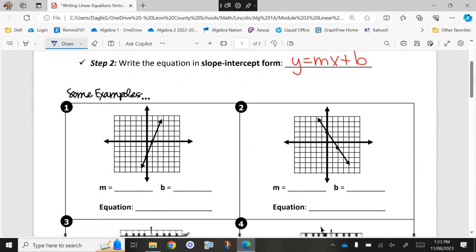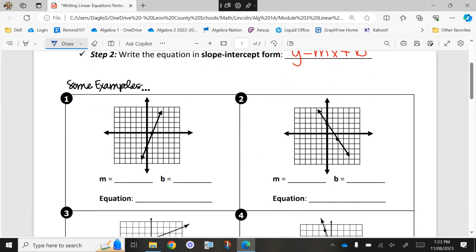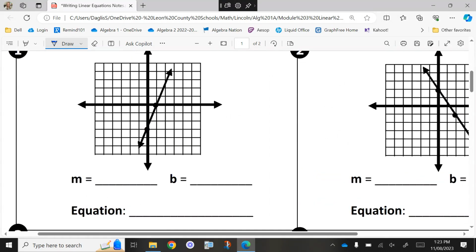Okay, so looking at our very first example, I'm going to begin with my y-intercept. Remember, these are my x's, these are negative x's. Up here we've got y's, down here we've got negative y's. This is on my y-axis, and what number is that? 3. What kind of a 3? Negative 3. There you go. So our B is negative 3.